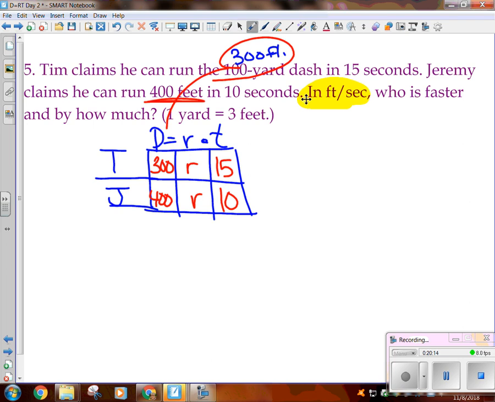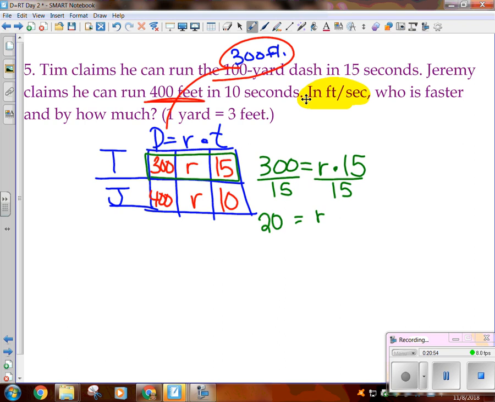How would I get Tim's? Pull out Tim's equation from the top line. 300 equals R times 15. Use this as your blueprint. What would I do to solve for R? Divide by 15. Now, a lot of times when you have zeros, that's easy. I'm going to hide one of the zeros. What's 30 divided by 15? 2. And then add another 0. So the rate turns out to be what? So he must be running 20 feet per second.